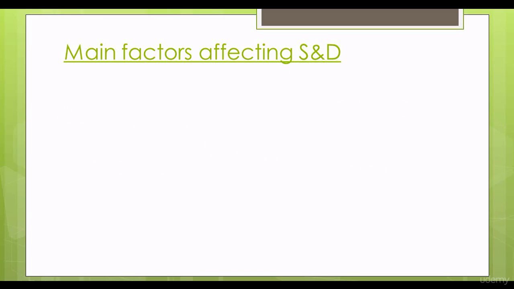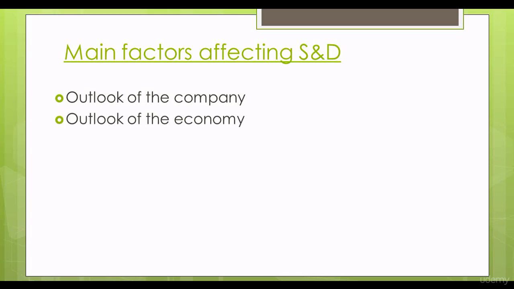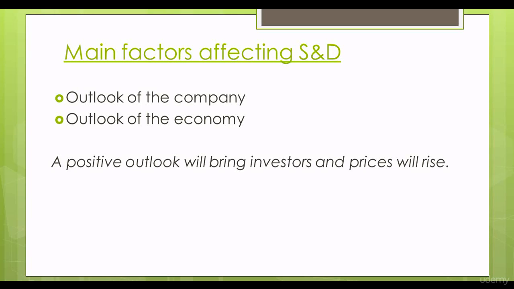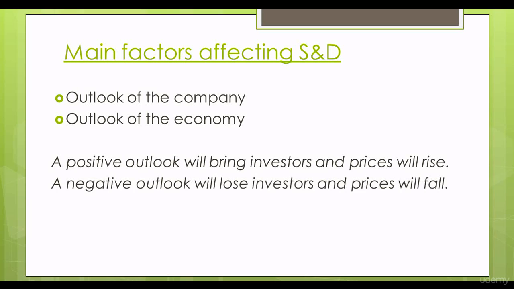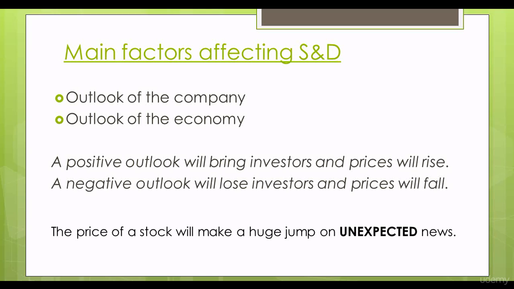So now what are the factors that affect supply and demand? Well, there are actually many factors that can affect supply and demand. However, I'm just going to touch on 2 important factors. They are the outlook of the company and the outlook of the economy. So one easy way to remember this is a positive outlook will bring investors and the stock prices will rise, whereas a negative outlook will lose investors and stock prices will fall. Also, you need to know that the price of a stock will make a huge jump on unexpected news. So let's look at some examples to illustrate this.